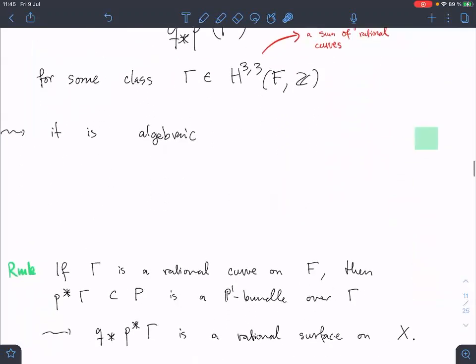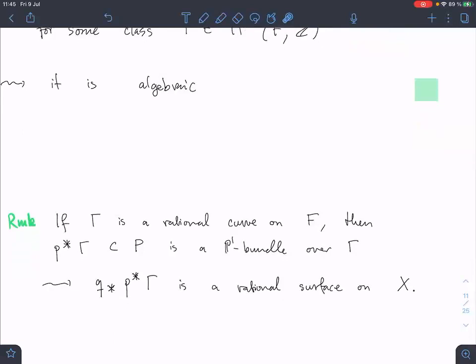And in fact, the proof shows a little bit more, that we get this statement about rational surfaces: if this is a rational curve, then this is a P^1-bundle over this rational curve, so it's a rational surface. And so the push forward here is another rational surface on X. Yeah. Any questions about the statement?